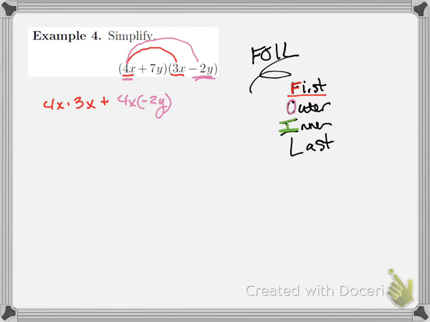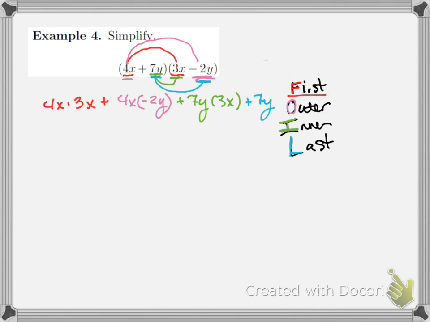Okay, now I just did the outer terms. Now I'm going to do the inner terms. So the inner terms are these two terms right here, 7y and 3x. So I have plus 7y times 3x. And then let's use blue here. Okay, last terms means exactly what it sounds like, the last terms, as opposed to the first terms in this expression. And it looks like we're running out of room. Oh no. So we're going to have plus 7y. I'm going to erase this. I can rewrite it.